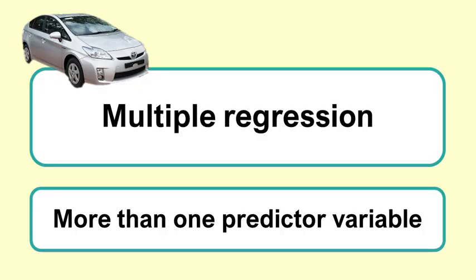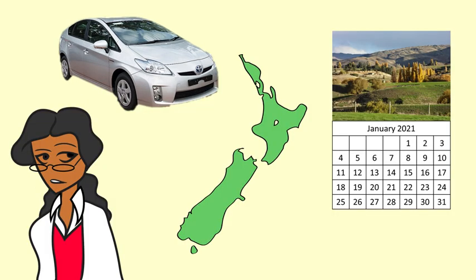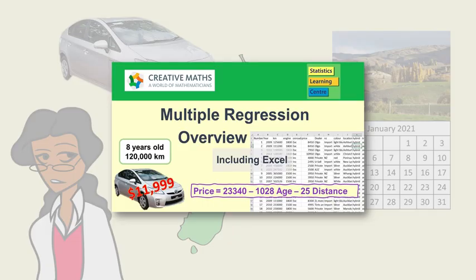So now let us predict using multiple regression involving more than one, in this case 2 predictor variables. We cannot show this easily on a graph, as we could with the simple regression. This example is around the price of a used car, specifically a Toyota Prius in New Zealand in January 2021. It was introduced in the video Multiple Regression and Overview.